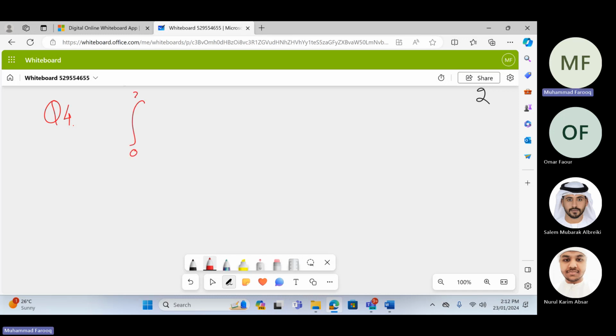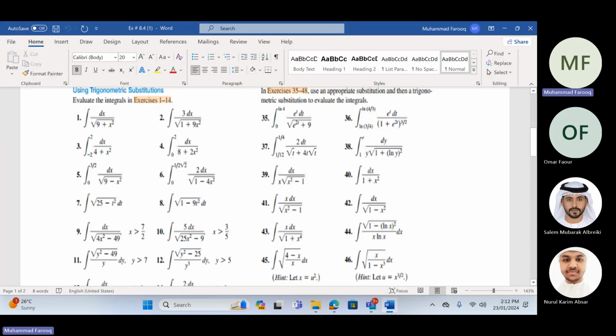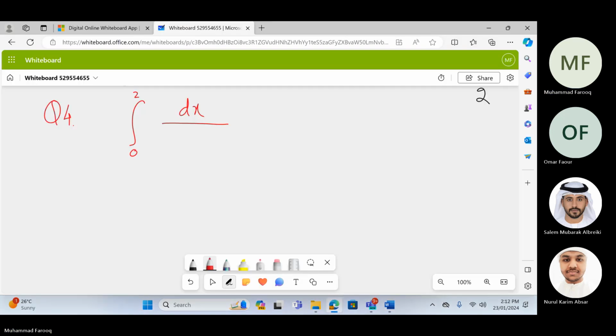Integrate from 0 to 2 dx divided by 8 plus 2x squared. Right. Now, step 1. Whenever we integrate, as we did in the previous questions, we have to make the x squared coefficient always 1. Right now what is it? It is 2. So we want it to be 1, please.